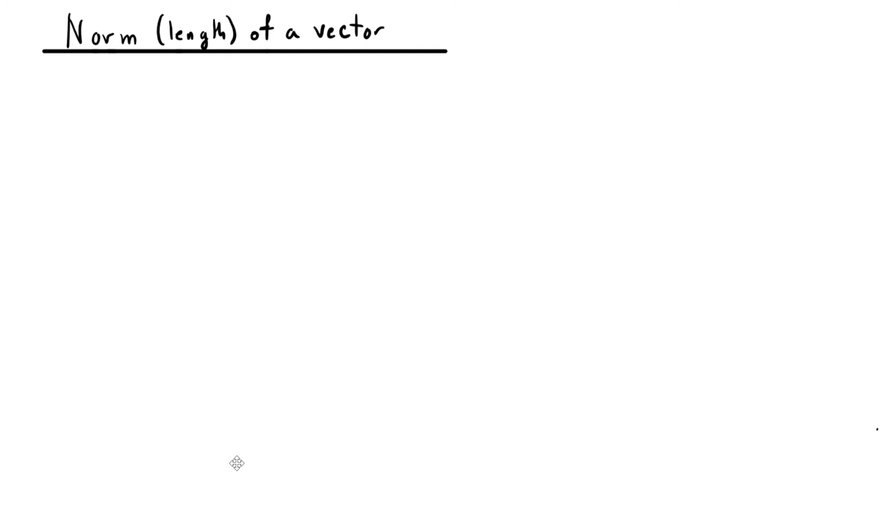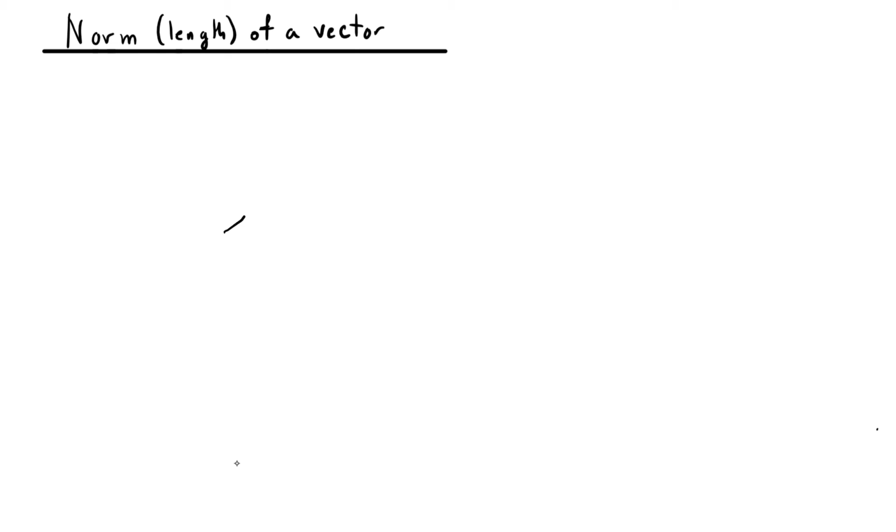Now we're going to take a look at what the length or the norm of a vector is. We'll often use the word norm for vectors, but it really means the same thing as the length or the magnitude of the vector. Why do we need this?